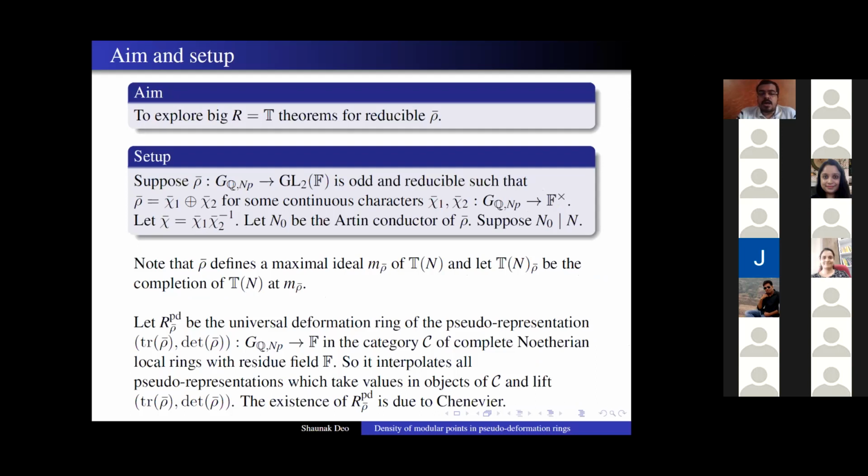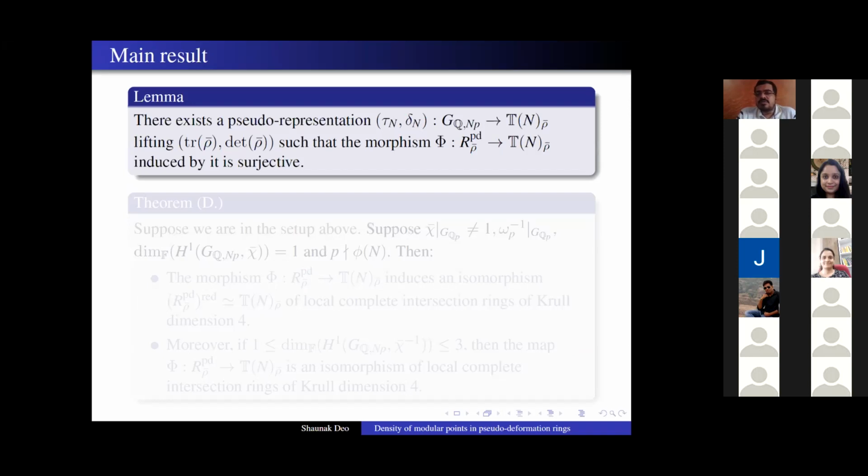Okay, so now I'd like to compare R rho bar and Tn rho bar. So to begin with, I'd like to start with a lemma, which is not due to me, and it's a standard argument, that there is indeed a pseudo-representation tau n comma delta n from GQNP to Tn rho bar, which lifts trace rho bar and determinant rho bar. So it gives a morphism from R rho bar PD to Tn rho bar, which we call phi, and it is surjective. So there is a pseudo-representation, first of all, taking values in Tn rho bar, which is lifting our residual pseudo-representation. So by universal property, we'll get a map from R rho bar PD to Tn rho bar. And the claim of the lemma is that it is surjective, and it's a very standard lemma.